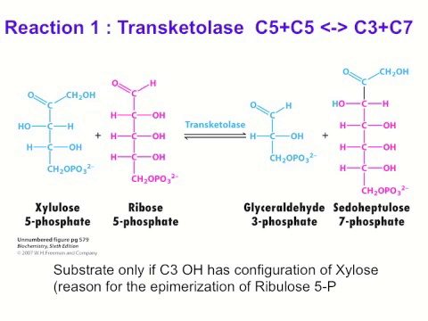Now the transketolase enzyme has a problem, in that it can only use substrates if the C3 carbon has a configuration of xylulose, and that's why we had to epimerize ribulose 5-phosphate to make xylulose. And so at the end of this reaction, we have a 3-carbon sugar, glyceraldehyde 3-phosphate, that is an aldehyde, and a 7-carbon sugar that is a ketose.